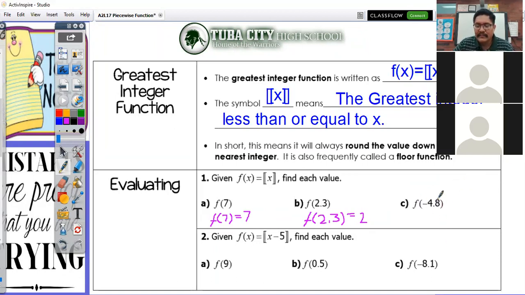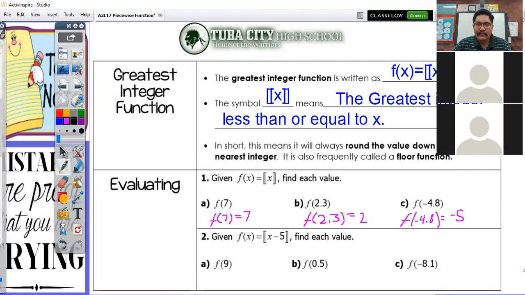Remember, right is greater and left is lesser. So you'd still be going to the left. So in this case, the greatest integer function of negative 4.8, oops, almost forgot the negative, negative 4.8, that would come out to negative 5. And there we go.